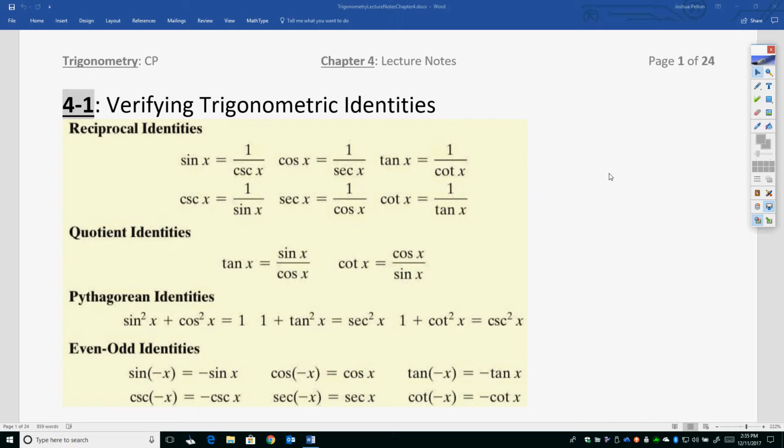So in Section 1 we're going to use the identities that we previously learned in the prior chapters. We will learn new identities in the upcoming sections. So the reciprocal, quotient, Pythagorean, and even odd identities are given here. We'll use these to verify the following identities.